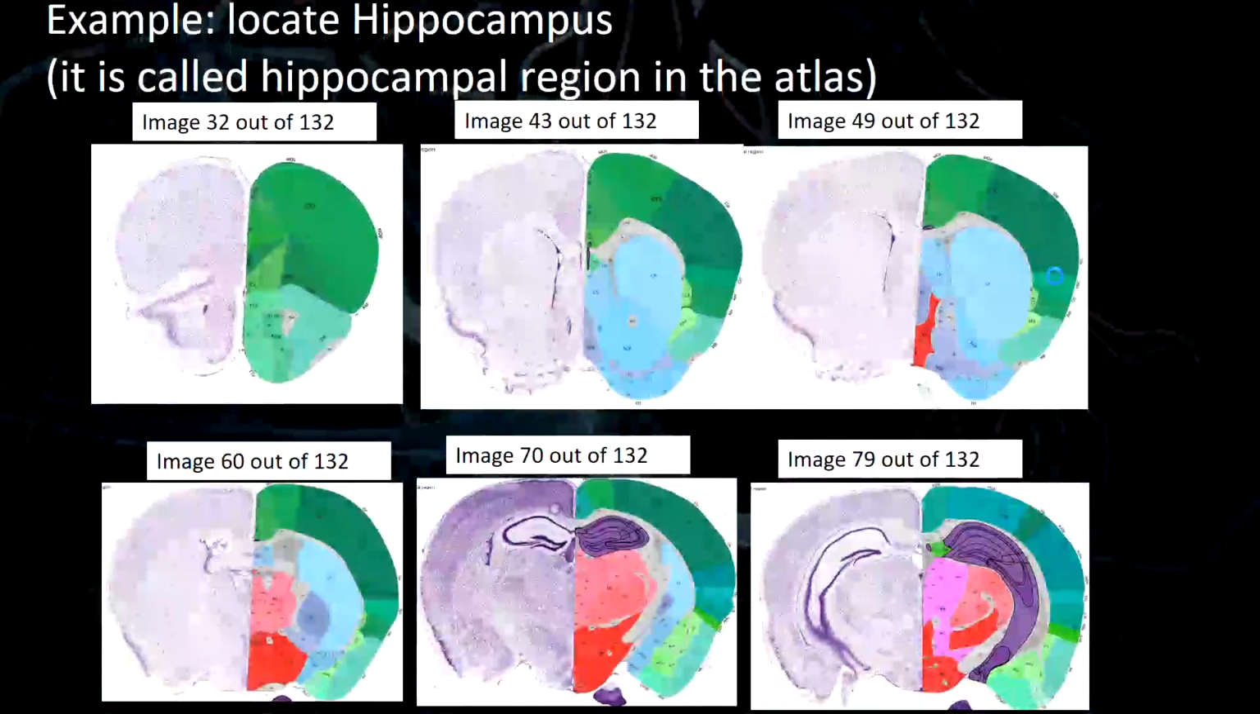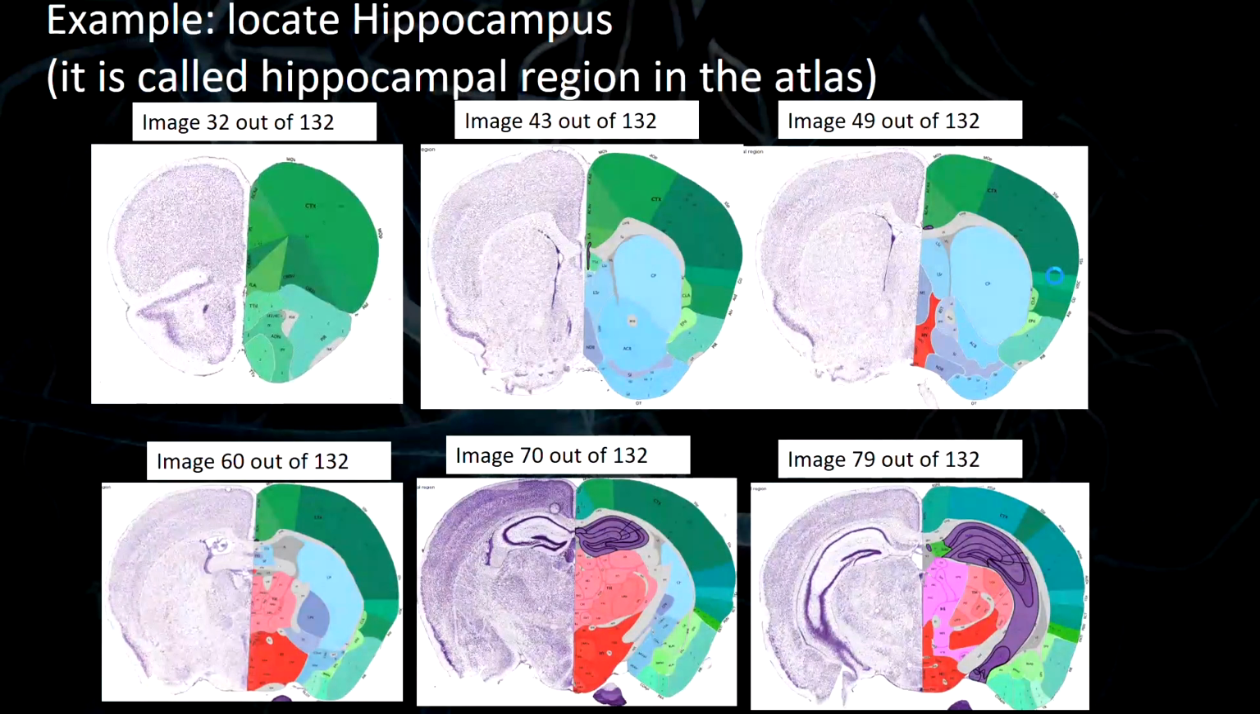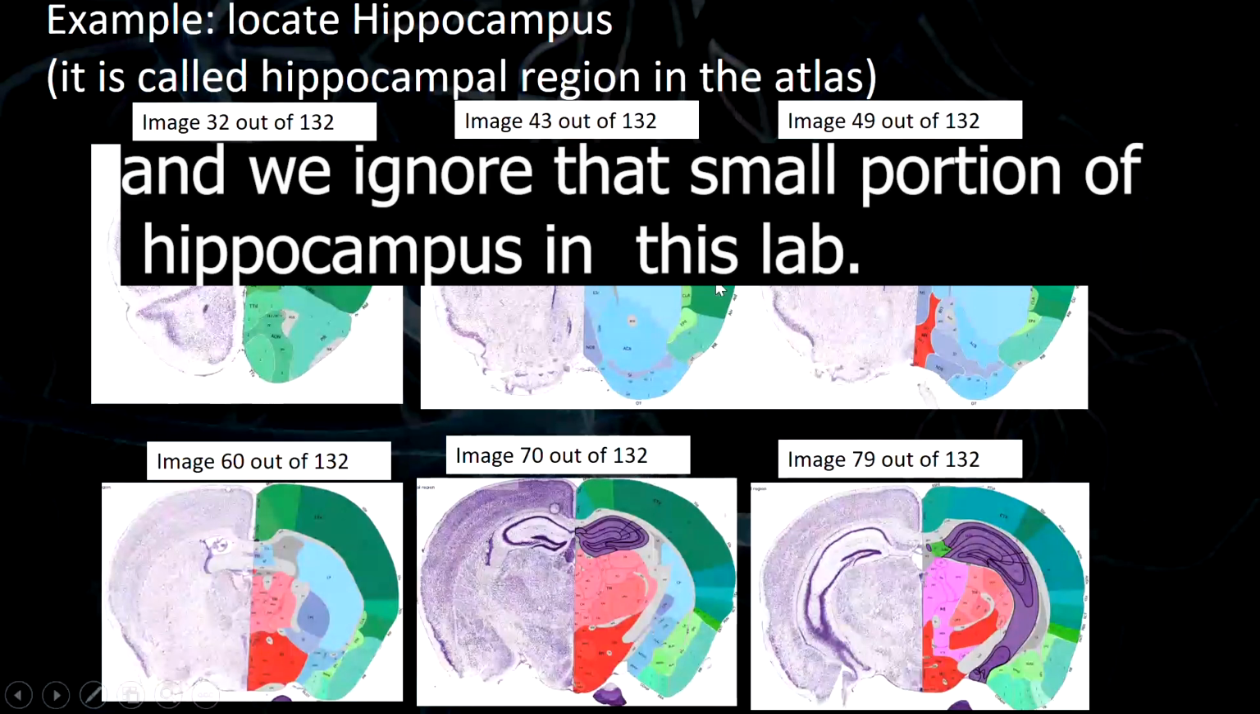Next one. Hippocampus. On the brain atlas, they call the hippocampus the hippocampal region. If you type hippocampal region, they're going to highlight the hippocampus for you. On 32, you don't have any. On 43, there's a very tiny part of hippocampus. On 49, there is a small part. Image 60, same thing, very small. And on 70, you have a big hippocampus.